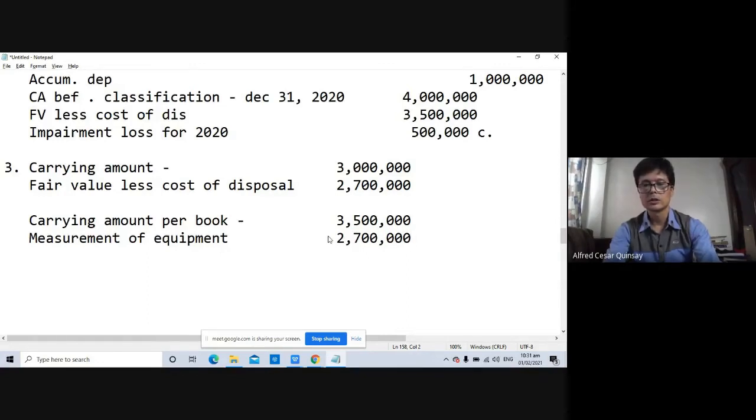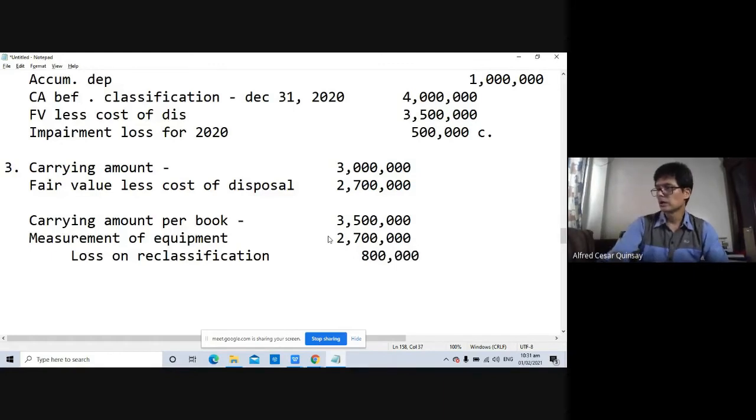So, loss on reclassification, which is 800,000. Okay, so that would be letter B. Okay.